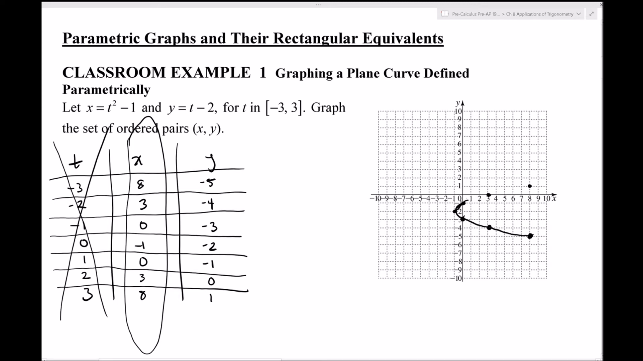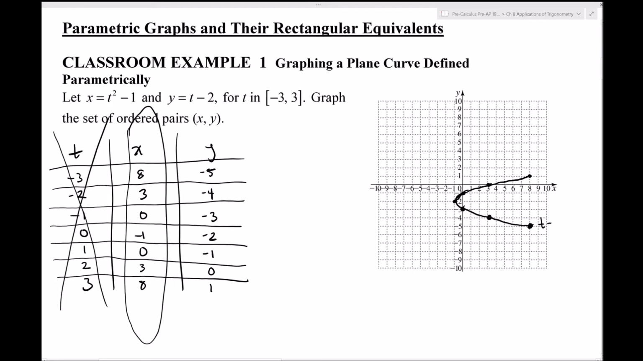But they only want it for t between -3 and 3. So it has to stop there, and it has to start here. So this was the start. T equals -3 here. T equals 3. This was t is equal to -2. T is equal to -1. T equals 0. T equals 1. T equals 2. So that's kind of cool. And that's the curve that we get.